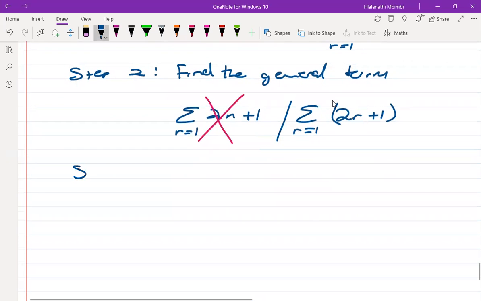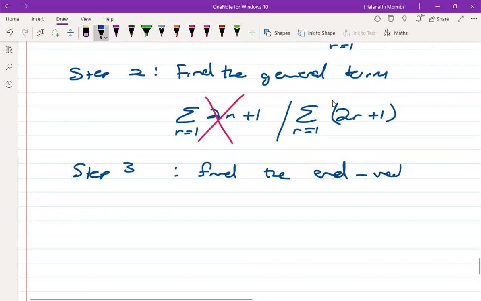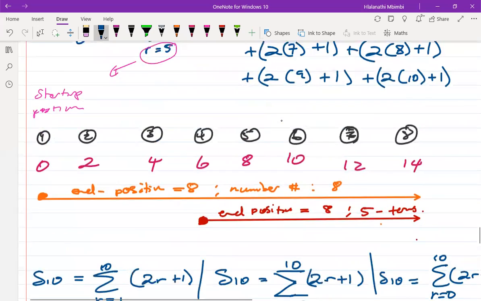And step 3 is to find the end value. And how do you find the end value? That's what we did earlier, where you say Tn is equal to your last term. Do you guys remember that? Let me take you back just to recall that.